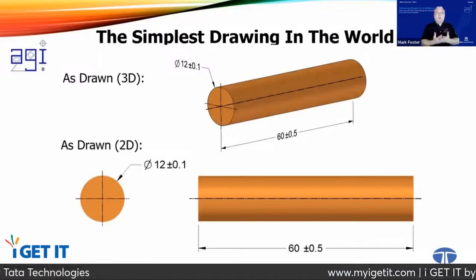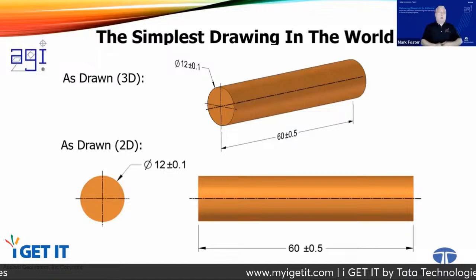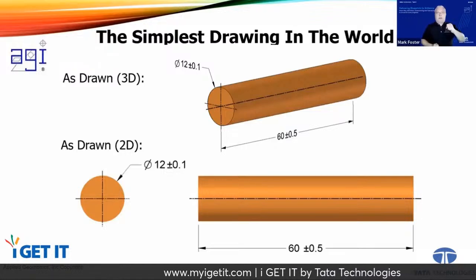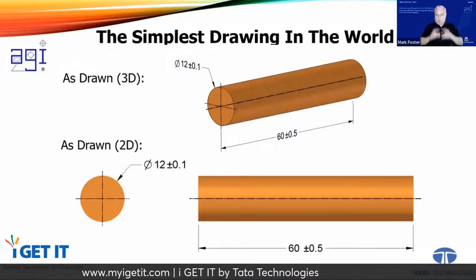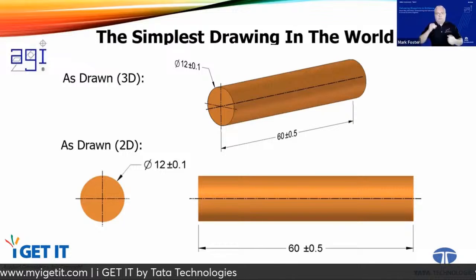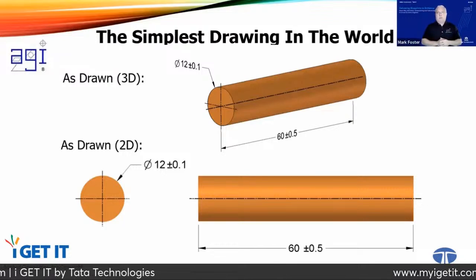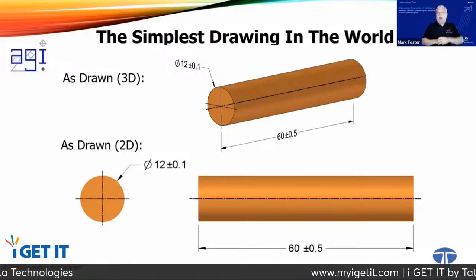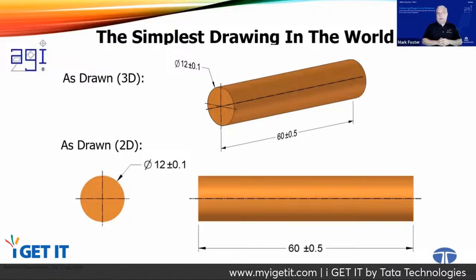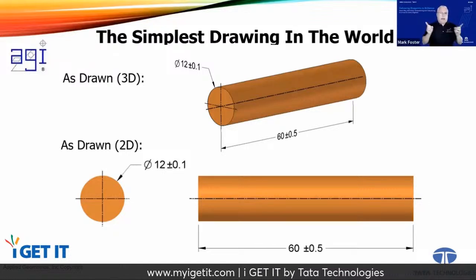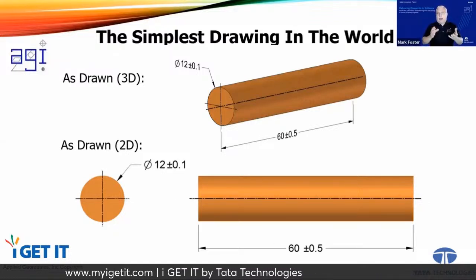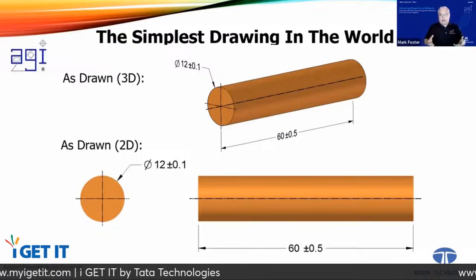I mean, some people look at this drawing and they say, absolutely, this thing has got to fit in a perfect 12.1 worst case diameter hole. That's what this drawing says to me. And other people look at this and say, no, this thing doesn't say anything about how straight it has to be. It just says how big it has to be and how long it has to be, but it doesn't say how straight or how round it has to be.